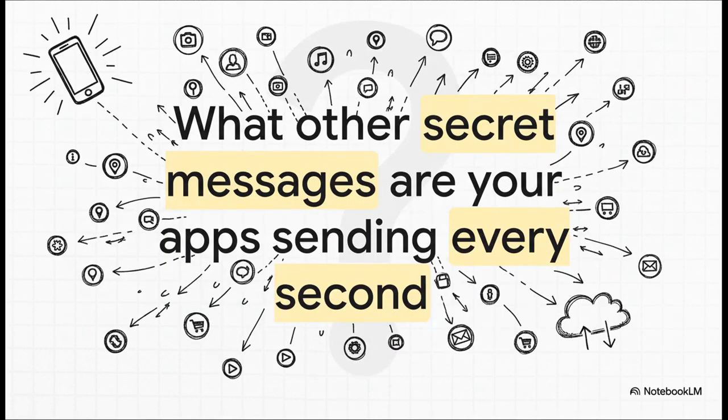Look, we just unpacked one single, simple conversation. But right now, as you're watching this, your phone is having dozens of these conversations every single second. So the next time you tap or swipe or pull to refresh, just take a second and think about that. What other secret messages, what other API calls are your apps sending out into the world on your behalf?